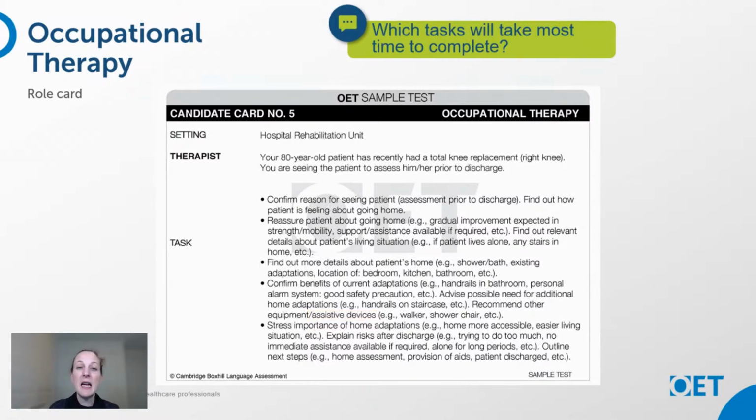Lastly, thinking about the timing. So as I said a little bit earlier, there are no marks added for completing all of the tasks, but you are expected to manage the conversation as you would in real life, which means starting the conversation and moving on from topic to topic when you feel it has been sufficiently explored by you and the patient.